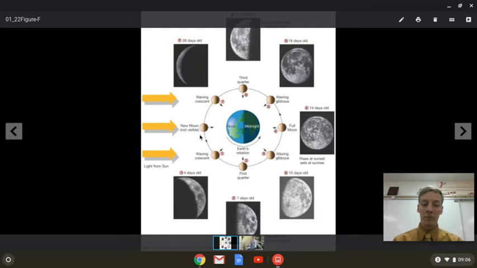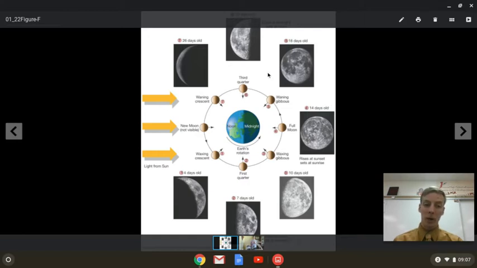Start with the new moon. Waxing crescent is on the right side, it's less than half. First quarter is exactly half, and it's on the right. Waxing gibbous, it's bigger than half, but it's not full. Full. Waning gibbous, this picture is a little deceptive. I wish I'd taken it a day later. You could see that there's some shadow over here.